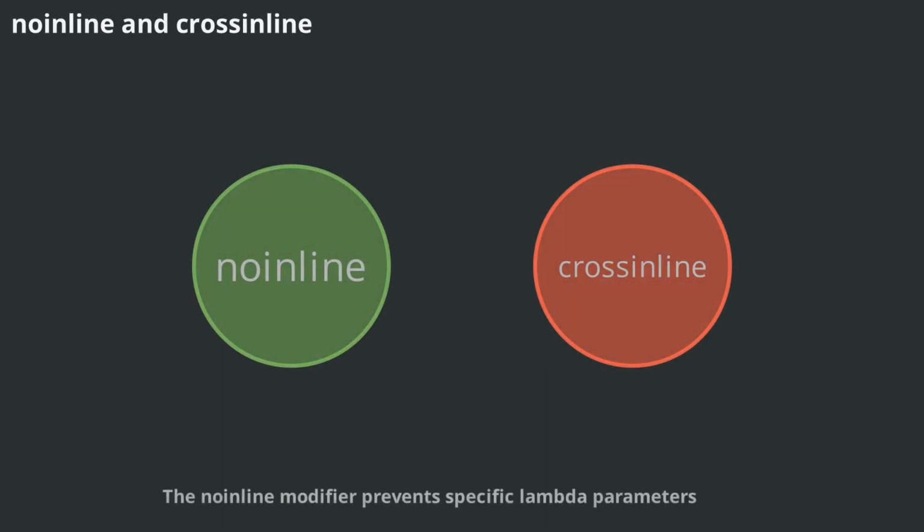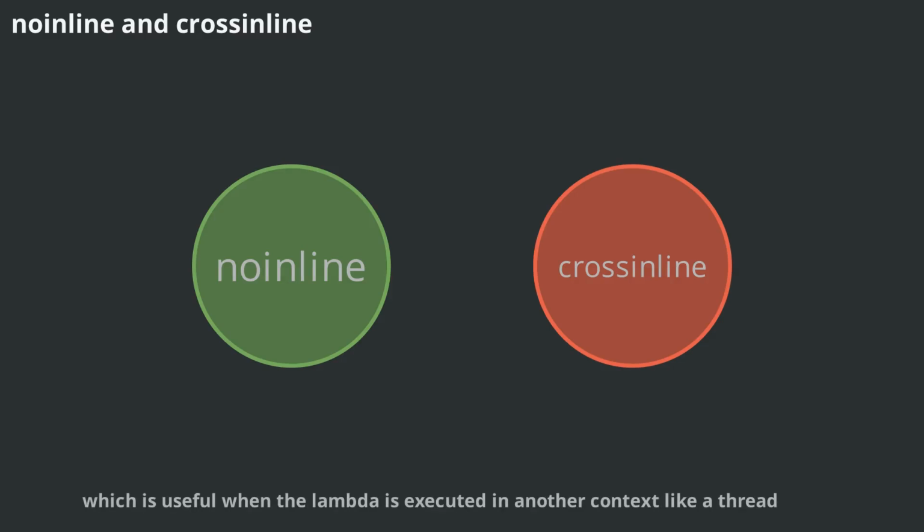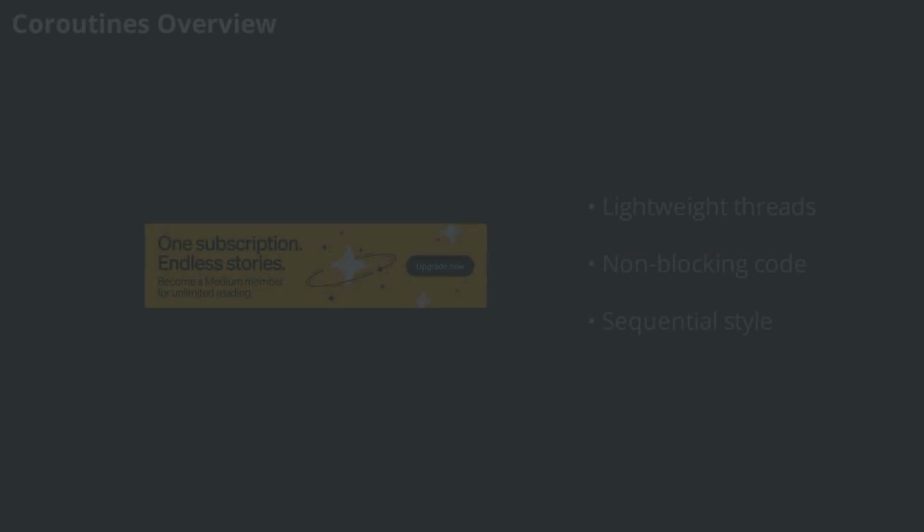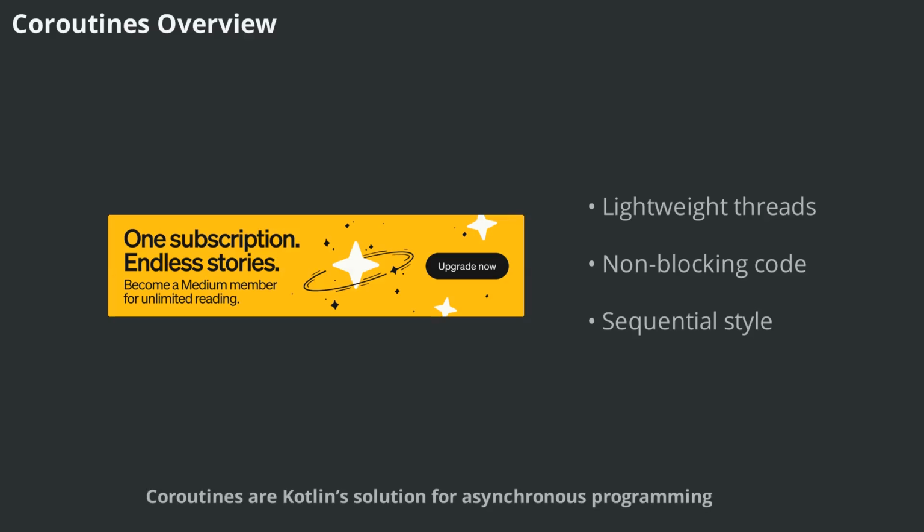The noinline modifier prevents specific lambda parameters in an inline function from being inlined, allowing you to store or pass them around. Crossinline prevents non-local returns in an inline lambda, which is useful when the lambda is executed in another context, like a thread. Coroutines are Kotlin's solution for asynchronous programming.